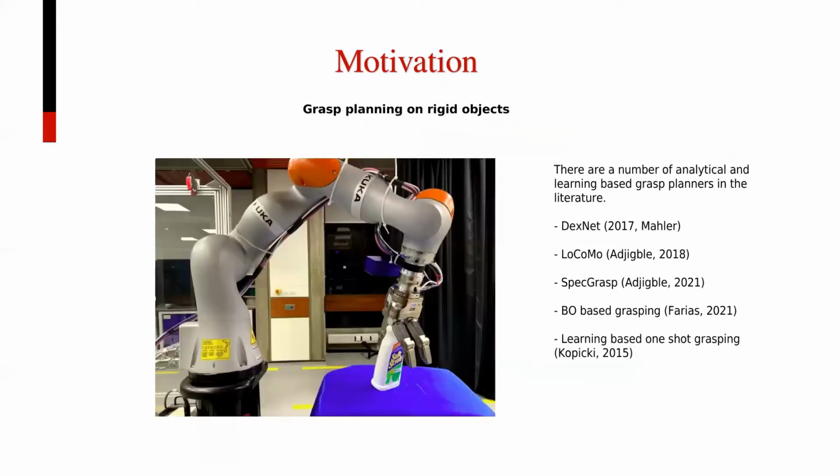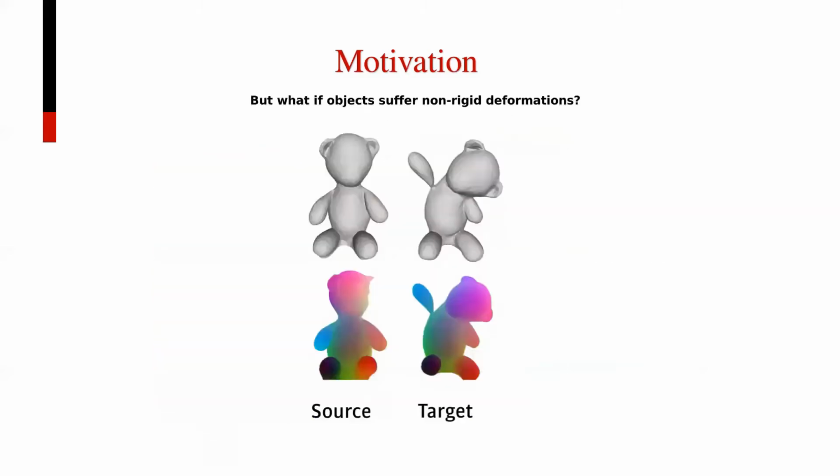In grasping planning literature, there are a number of methods to plan grasps for rigid objects. But what about objects that have suffered some non-rigid deformation? Intuitively, we might just think that we can ignore the object after the deformation and plan grasps directly on it after the deformation has happened.